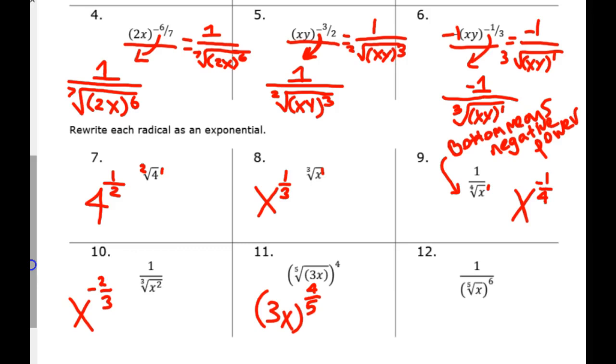And then last but not least, this is on the bottom, right? So it's going to be x to the negative, and then 6 over 5. Again, interchangeable. That 6 can be way inside or way far out to the right. It'll still be on top, okay?